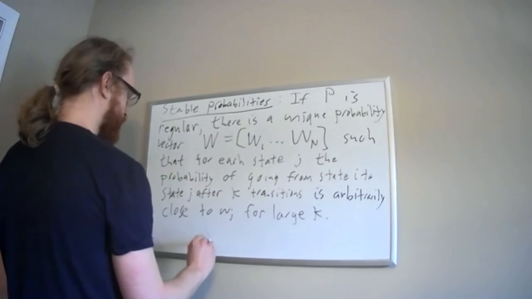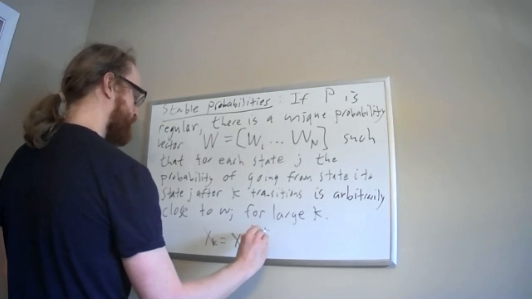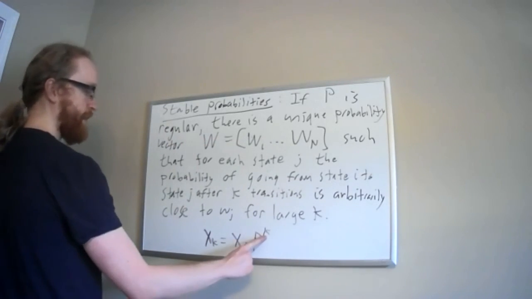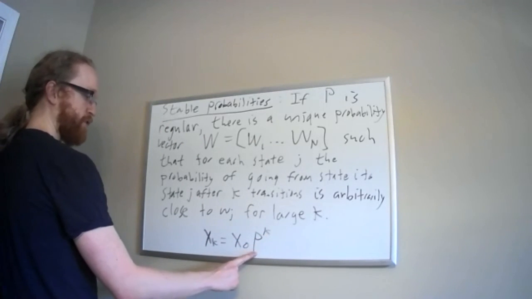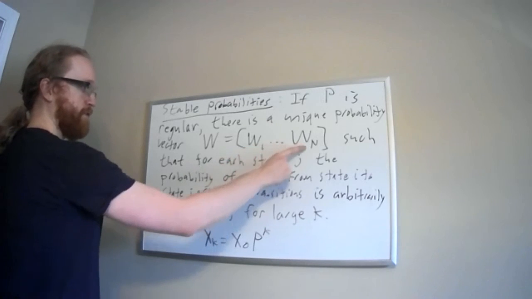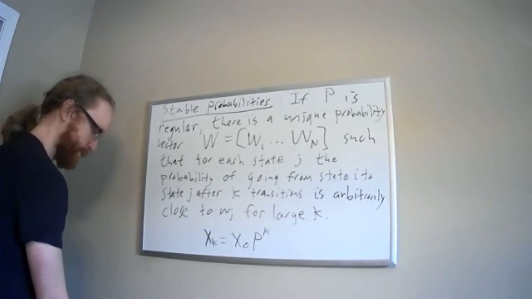Maybe I could put it this way: xk is x0 times P to the k. So as k is getting really big, as I take bigger and bigger powers, this vector is getting closer and closer to looking like this vector. It's another way to say this.